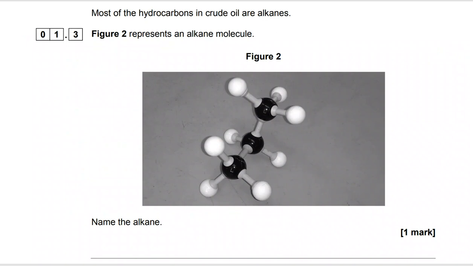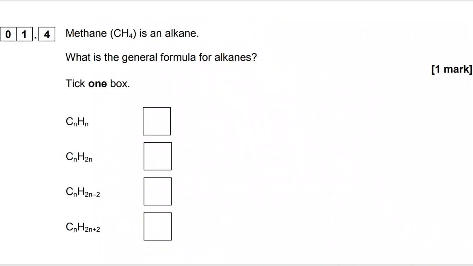We need to name it. So there are 1, 2, 3 carbons, and you have got to remember the root of the names of the first 4 alkanes: meth, eth, prop and but. So it is prop, and because it's an alkane, it ends in ane. So propane is the name that we're looking for there. On to 1.4, methane, CH4, is an alkane.